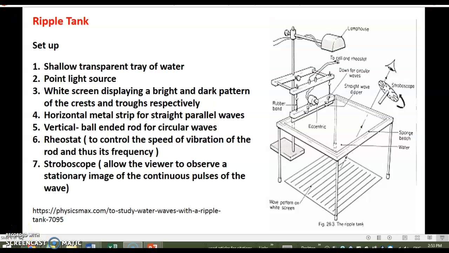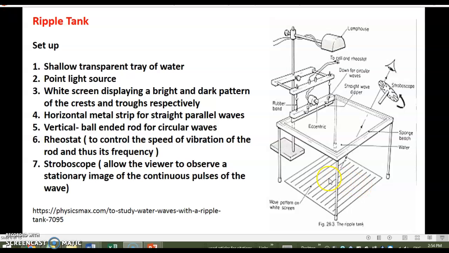Ripple tank is an experimental apparatus that is used for studying the characteristics of a wave. It is made up of a shallow transparent tray of water, as you can see here, a point light source, and a white screen displaying a bright and dark pattern of the crests and troughs, respectively.